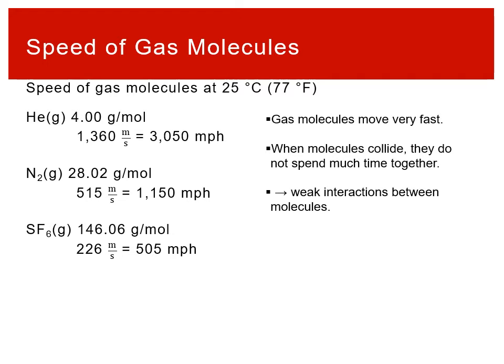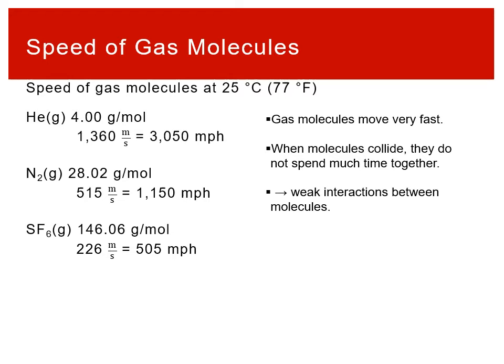So one of the things to take away from this is that inverse relationship: as the molecules get bigger and bigger, their average speed gets lower and lower. They're moving slower and slower. But they're all still moving extremely fast, right? These molecules are zipping around. Sulfur hexafluoride is a pretty heavy gas there at 146 grams per mole. The speed is still 500 miles per hour.